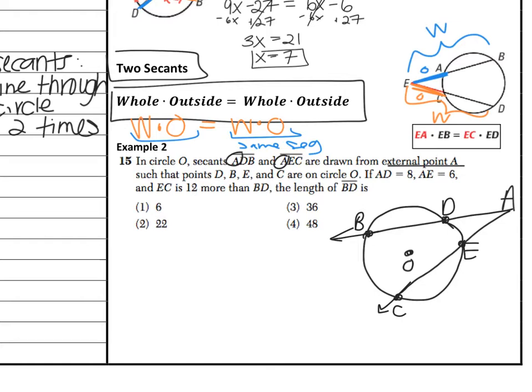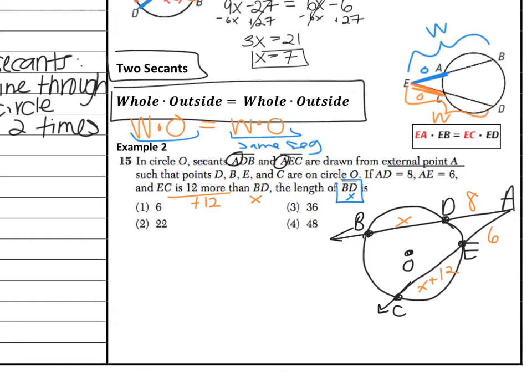Cool, got that. So AD is 8, AE is 6, EC is 12 more than BD. So I don't know anything about DB or BD. I'm going to just call it X. And EC is 12 more than that, so I'm going to add 12 to the X for EC. And it says the length of BD is blank. So I'm going to remember that I called it as X.